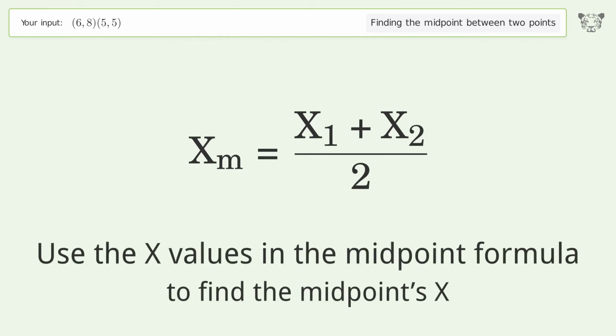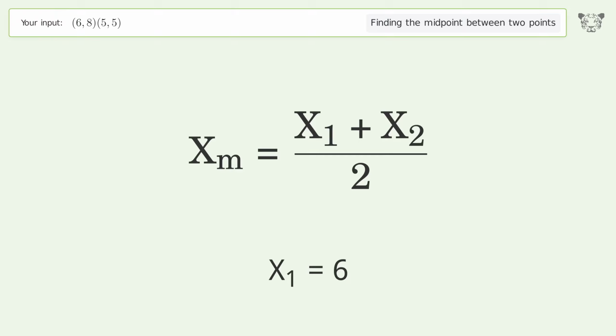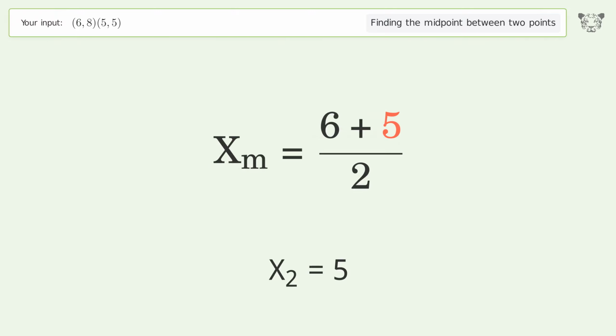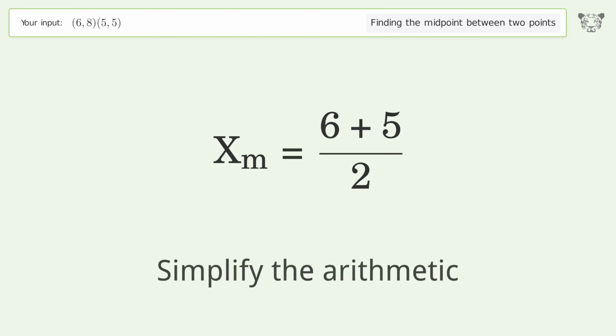Use the x values in the midpoint formula to find the midpoint's x. x1 equals 6. x2 equals 5. Simplify the arithmetic.